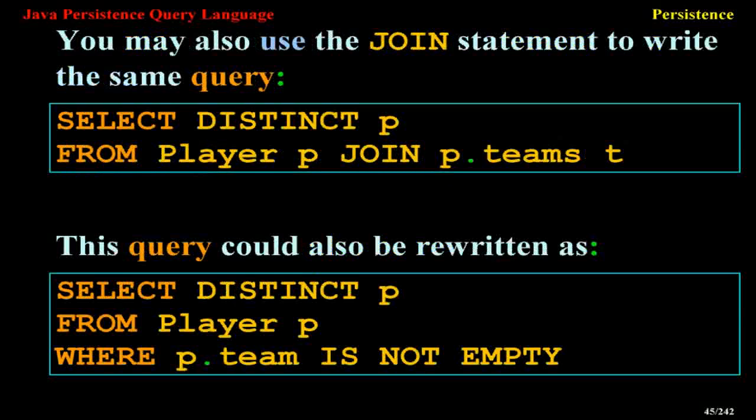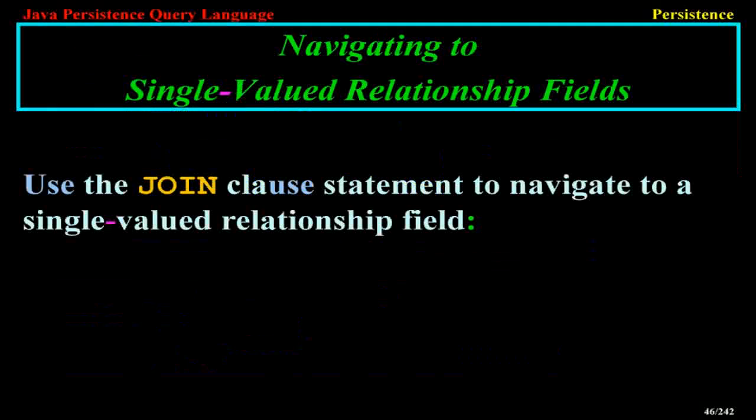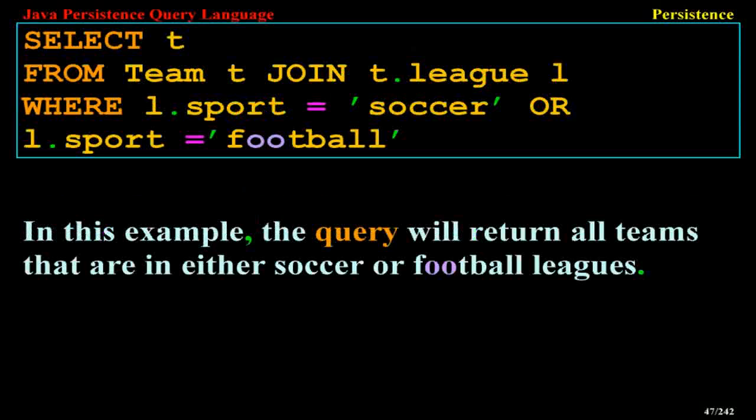You may also use the JOIN statement to write the same query: SELECT DISTINCT p FROM Player p JOIN p.teams t. This query could also be written as SELECT DISTINCT p FROM Player p WHERE p.team IS NOT EMPTY. Navigating to single-valued relationship fields. Use the JOIN clause statement to navigate to a single-valued relationship field: SELECT t FROM Team t JOIN t.league l WHERE l.sport = 'soccer' OR l.sport = 'football'. In this example, the query will return all teams that are in either soccer or football leagues.